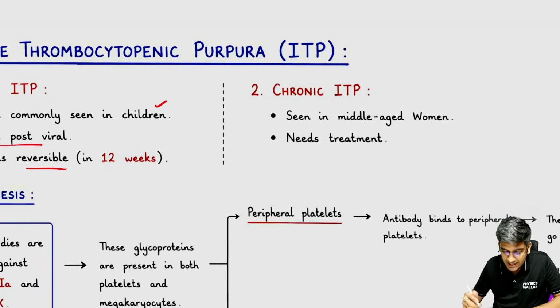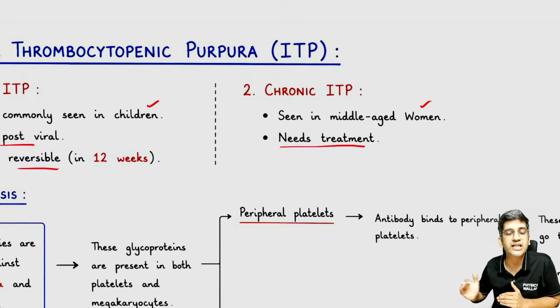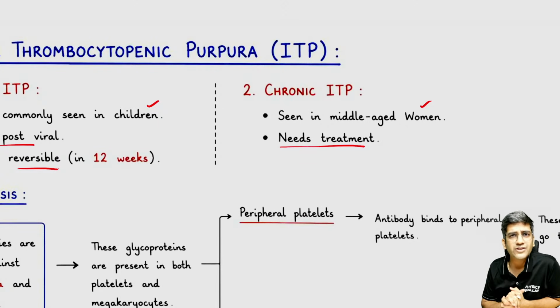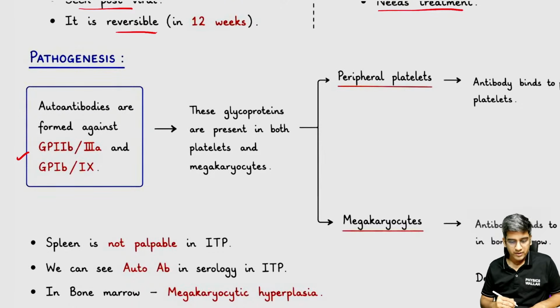Chronic ITP is seen in middle-aged women, and it's a pure autoimmune pathogenesis. It needs treatment because it is not self-limiting. So what's the primary pathogenesis? I'm going to have antibodies against some component of platelets. Who is that? You'll have antibodies against the glycoproteins you already know, right?